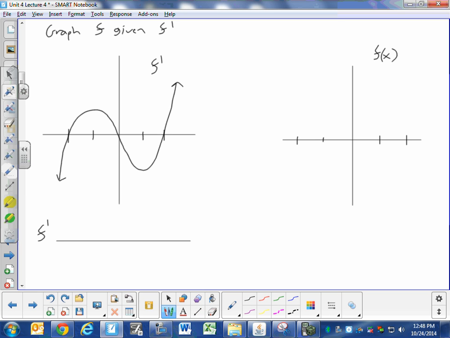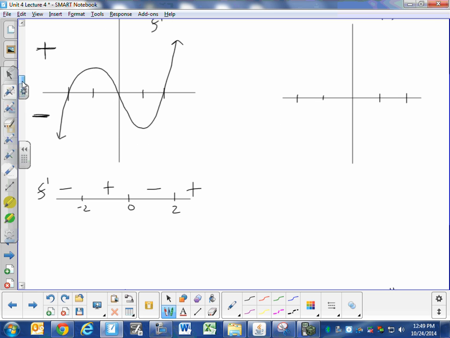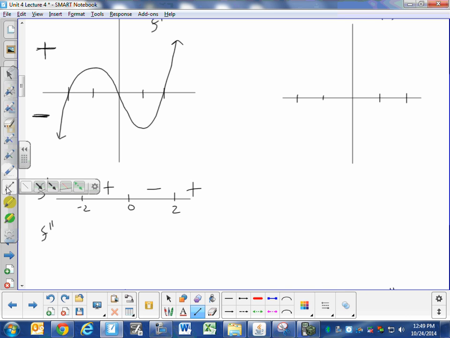So f prime, we look at the values, negative below the x-axis, positive above. We are negative until we get to -2. We are then positive until we get to 0, negative until we get to 2, positive thereafter. F double prime, we would create something as well.